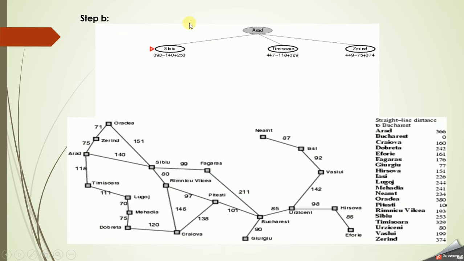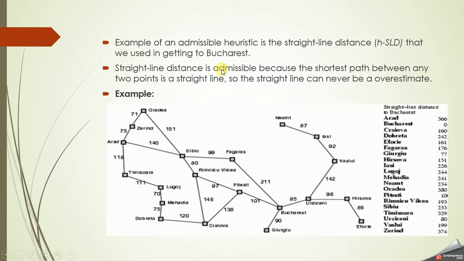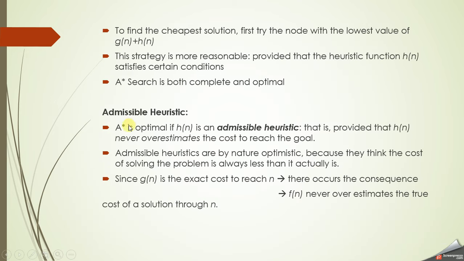Just see this. Here our heuristic value is 253. Here our heuristic value is 329, and it is 374. Just have a look. This heuristic never overestimates the cost of this function. See, always this cost is higher than that of the heuristic function. In that way we should frame the heuristic function for all the problems. Just cross check with all those. So it will never overestimate. In such a way we should set the heuristic function.